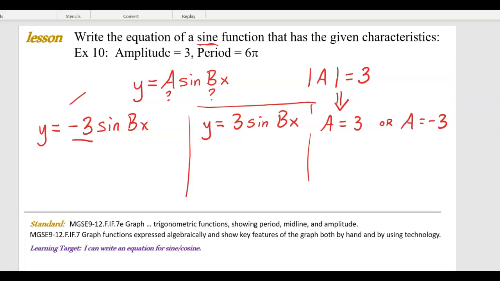Okay, so now the question is, how do I find b? Well, let me just remind you real quick. The formula for period is 2 pi over b. So the period is always 2 pi over b, which was given to be 6 pi. So the period, 2 pi over b, equals 6 pi. Now if we were in the classroom, I would make a little sideboard. So I'm going to come over here, and this is my sideboard.